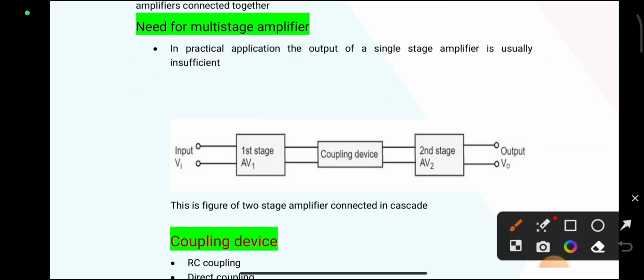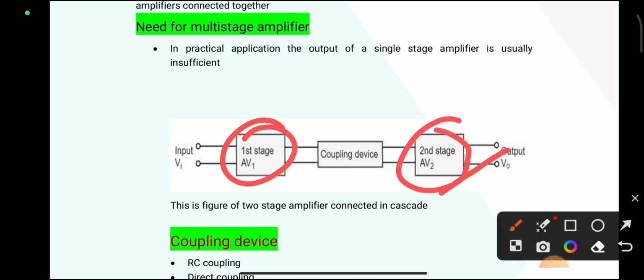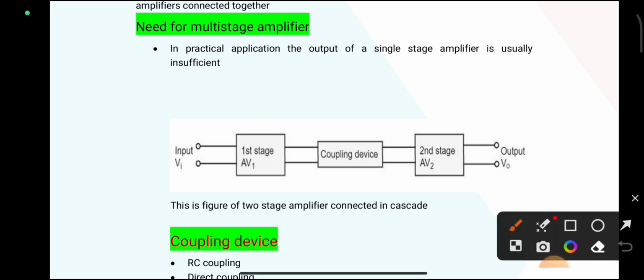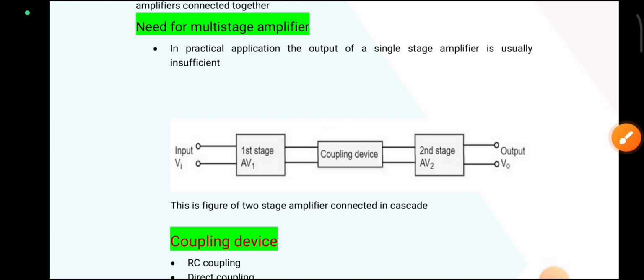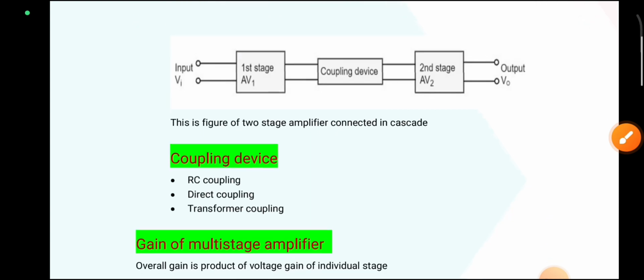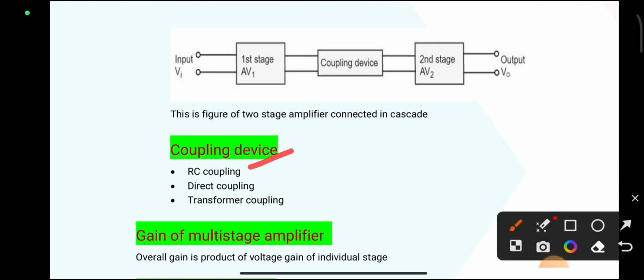So this is the two-stage amplifier. So here we have one single stage and a second single stage. These stages can be connected by using coupling devices. So here we have three types of coupling devices. One is RC coupling, another one is direct coupling, another one is transformer coupling. Okay, so in this video we just discuss the RC coupled multi-stage amplifier.